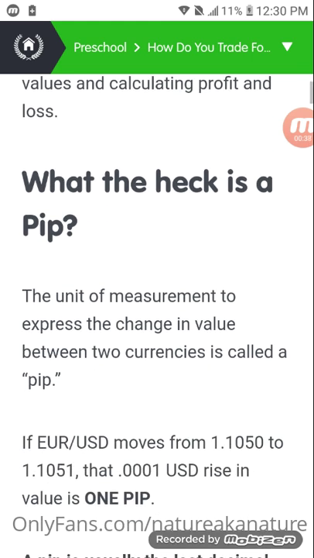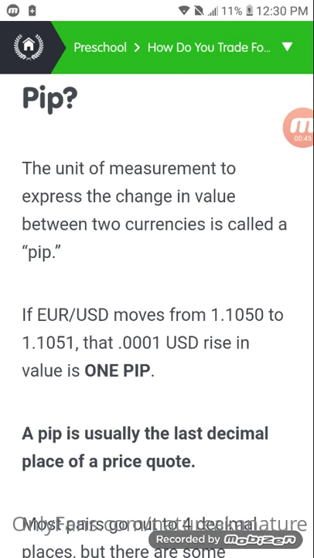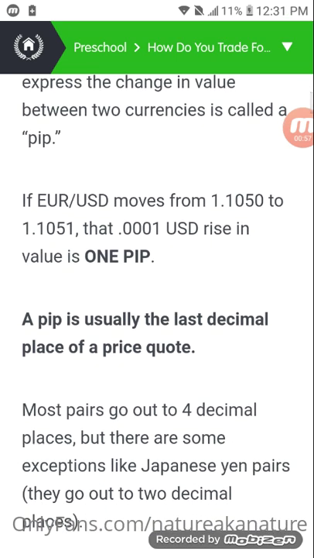Okay, so what the heck is a pip? The unit of measurement to express the change in value between two currencies is called a pip. If EUR/USD moves from 1.1050 to 1.1051, that is 0.0001 USD, a rise in value of 1 pip. So from 50 to 51, it rises 1 pip. A pip is usually the last decimal place on the price of the quote.